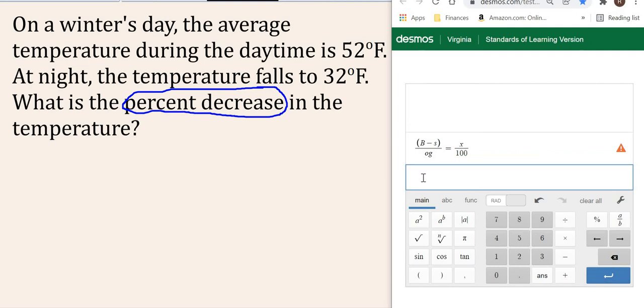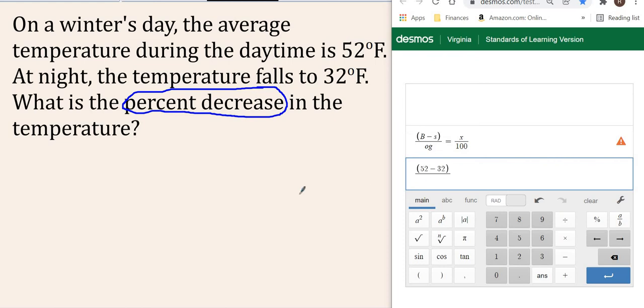And it starts with parentheses, and a big B means the largest number, the biggest number. So that's a 52. And I'm going to subtract, and that little s means the smallest number. So I'm going to subtract 32. Then I have to divide by whatever came first, the original number. Well, the original number was daytime, so it was 52. And then that equals X, which is the percent I'm looking for, divided by 100.